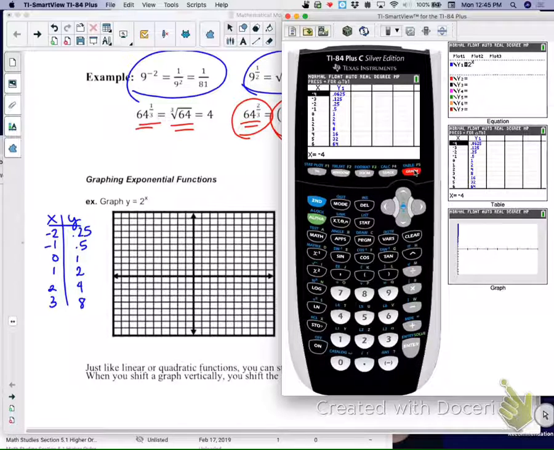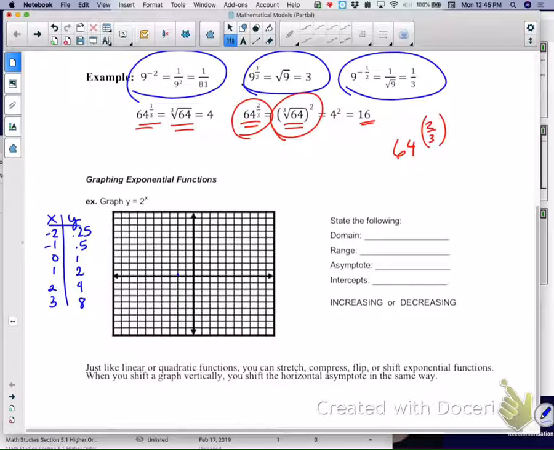I didn't write all those down. I just wrote enough to get a good idea of what this graph looks like. And then now we're going to put it on paper. So over here, we've got negative 2 barely above the x-axis, negative 1 just a little bit more above, 0, 1, 1, 2, 2, 4, and 3, 8. Yeah, so make sure that that was 8.